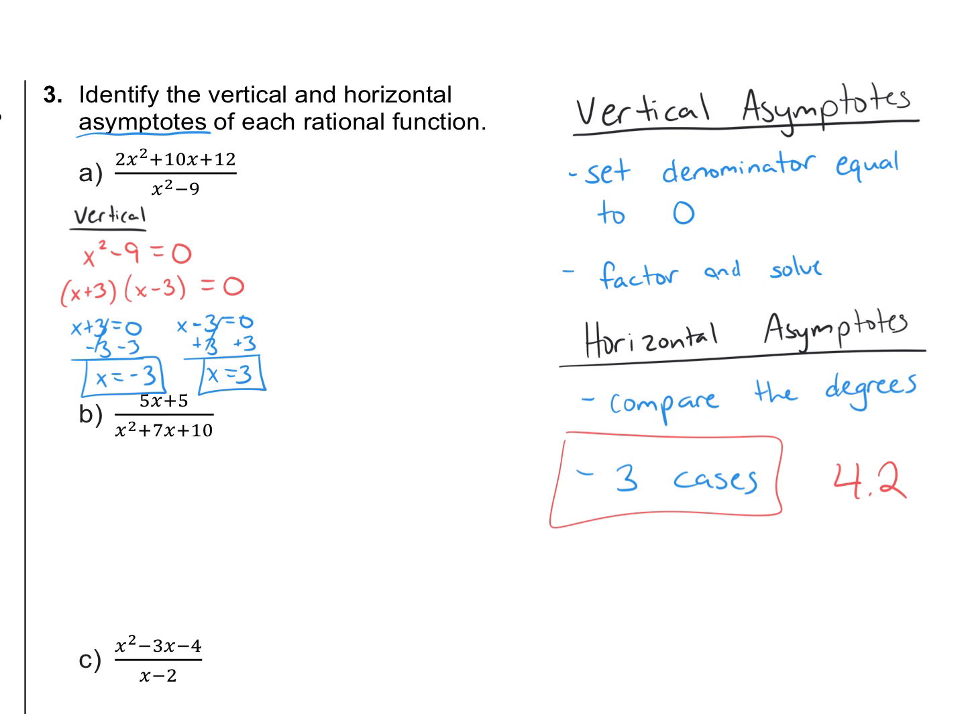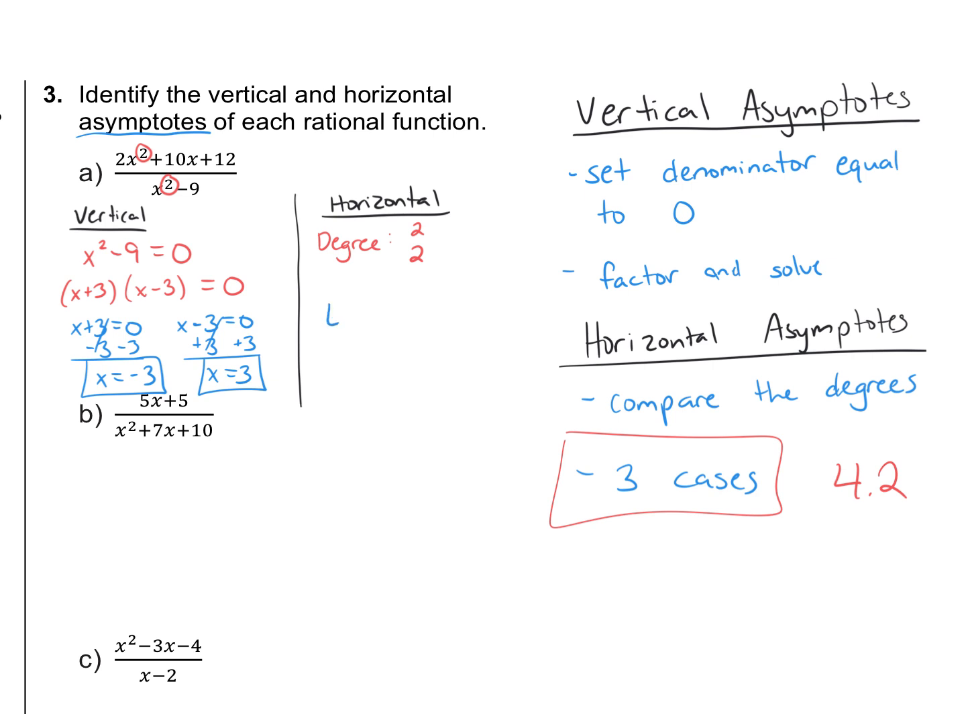Am I done with this problem? No, I need to find the horizontal asymptotes. So for horizontal, what did it say we need to do? Compare the degrees. So what does degree mean? It's the highest exponent. Okay, what's my highest exponent in the numerator? 2. What's my highest exponent in the denominator? 2. Ask yourself, are they equal? Yes. What's the case say if they're equal? What do we have to do?